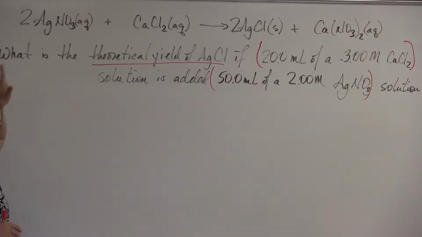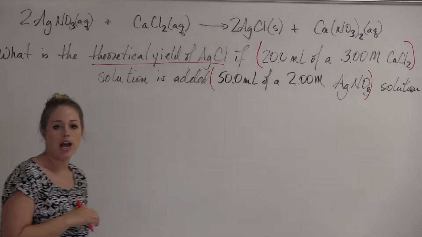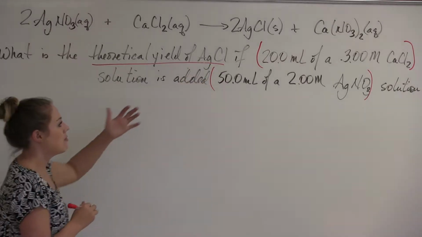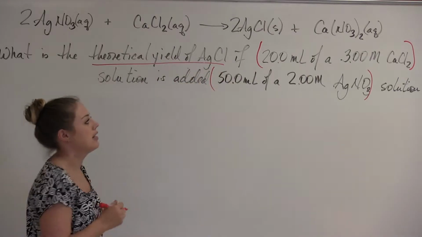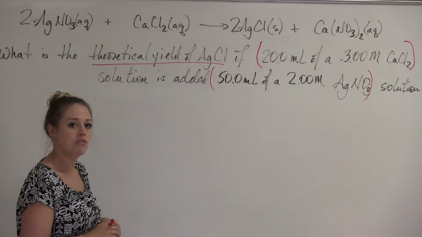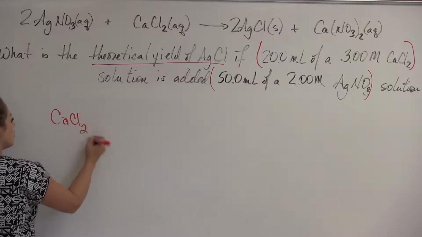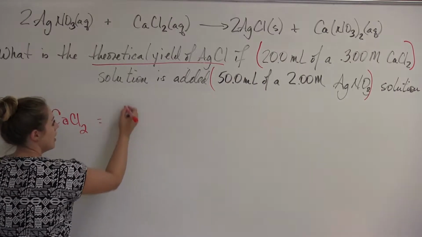Remember, for theoretical yield, we need to predict both reactants to one product. The product is silver chloride. So what we first need to get is moles. I've been given volume and molarity, so we can calculate the moles for each of the reactants.